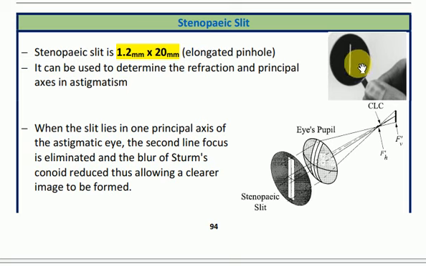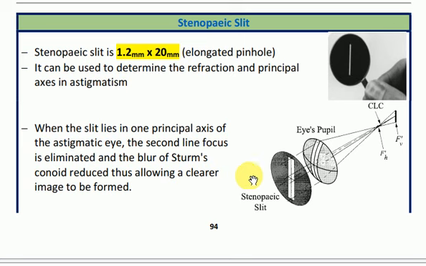Hence, when the slit lies in one principal axis of the astigmatic eye, the second line of focus is eliminated. This will be eliminated and the blur of the circle of least confusion is reduced, thus allowing a clear image. So only one meridian of light is passed, so a clear image is formed. So when the slit lies in one principal axis, the second line is eliminated, the blur is reduced, and a clear image is formed.